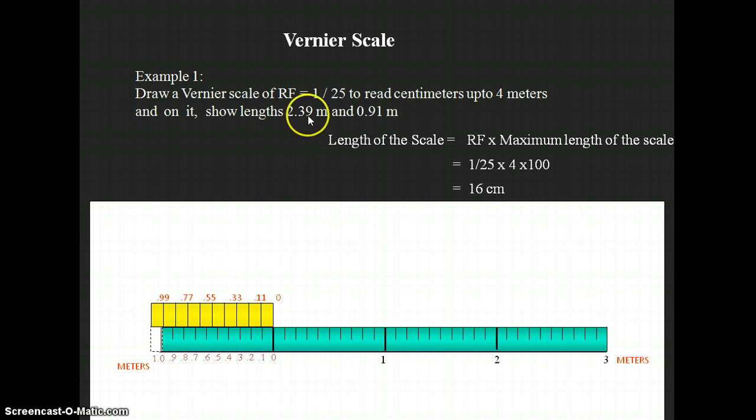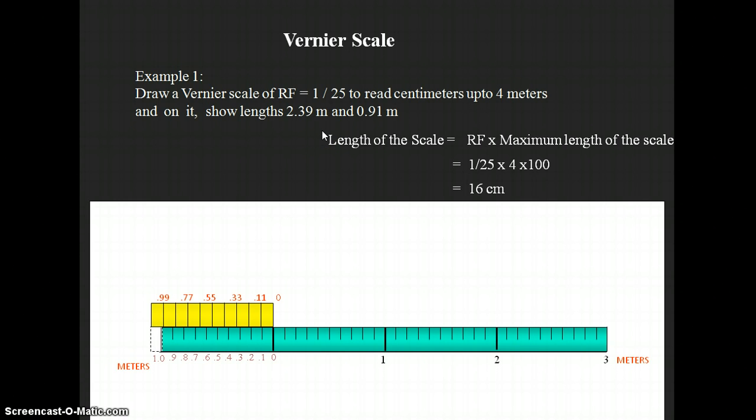So first we consider 2.39. For representing 2.39 on this Vernier scale, first we need to subtract the 9 related value on the Vernier scale. Here the 9 related division is 0.99. So first take this 0.99 and subtract it from this value. 2.39 minus 0.99 means we get 1.40.